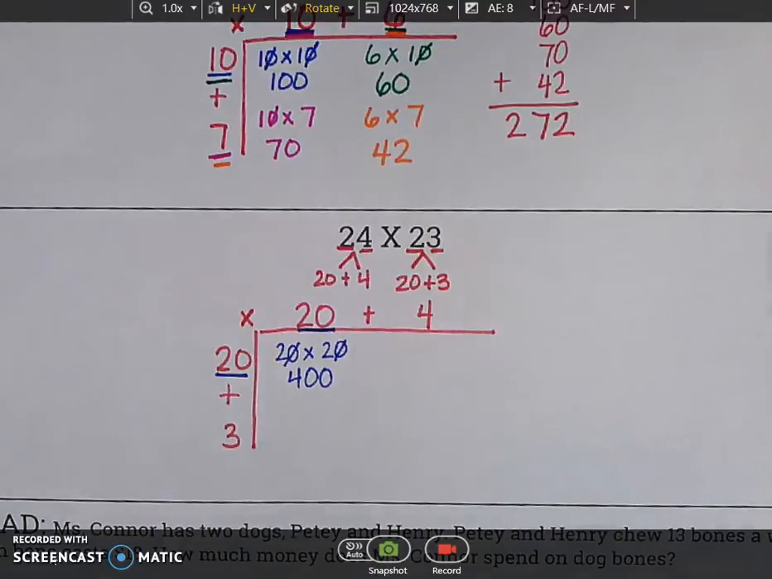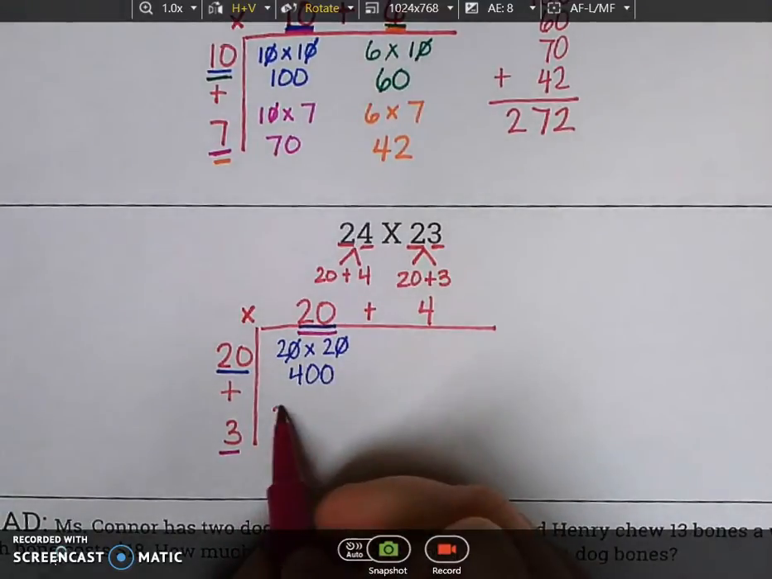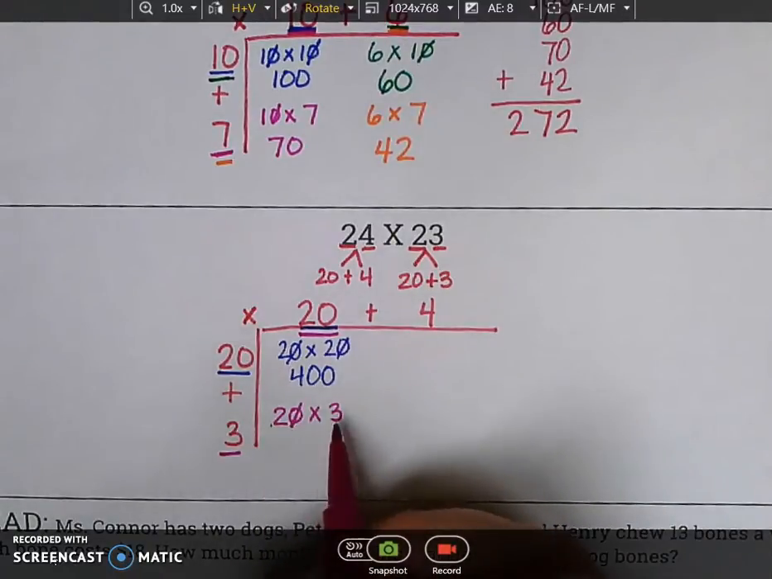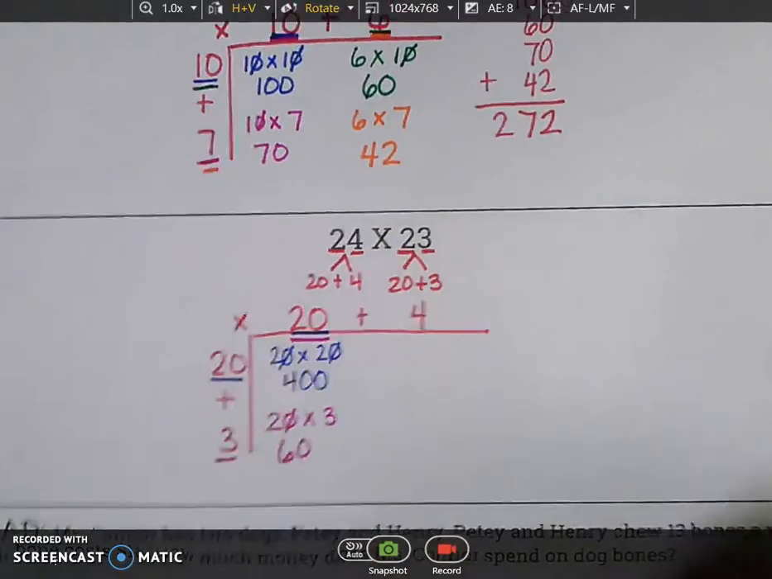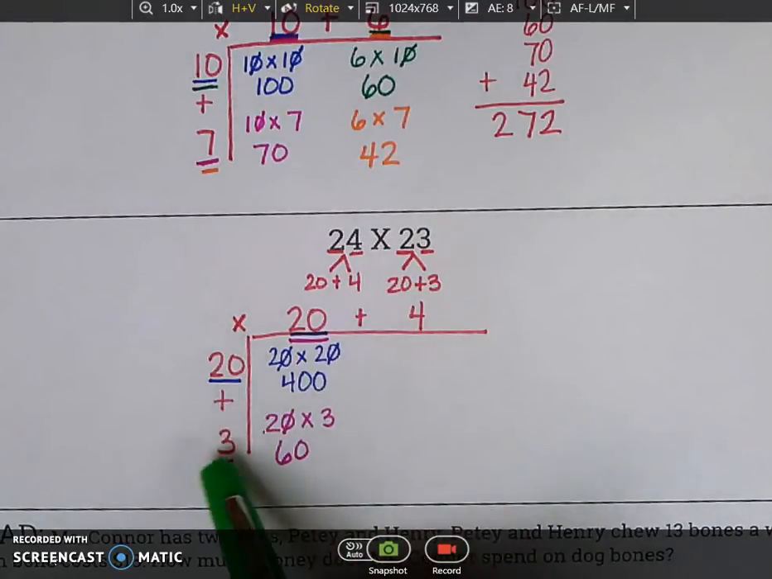Then we're going to multiply this 20 times this 3. 20 times 3. Cancel out that 0. 2 times 3 is 6. Add that 0 back on. 60. So now I have multiplied this 20 by both of these.